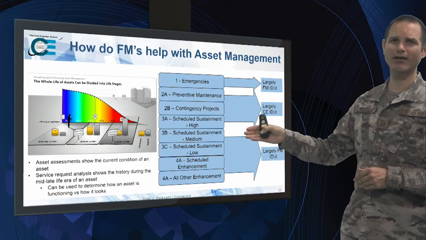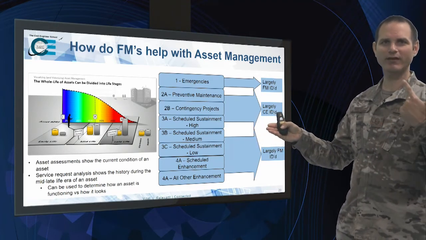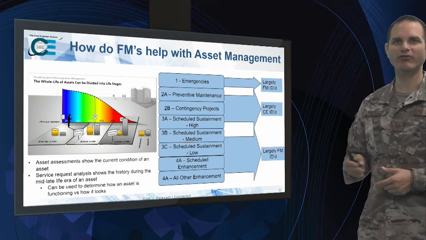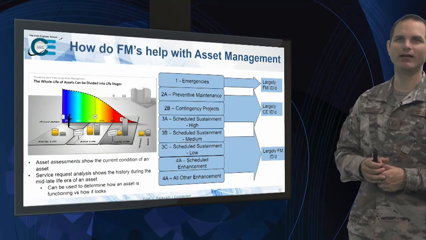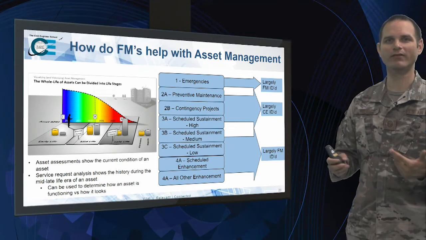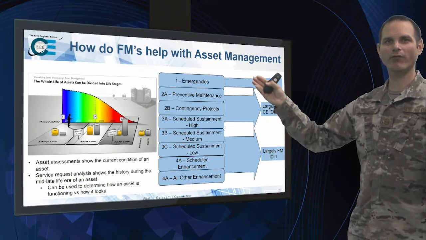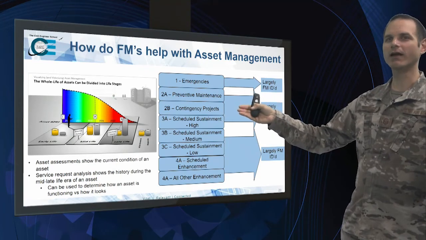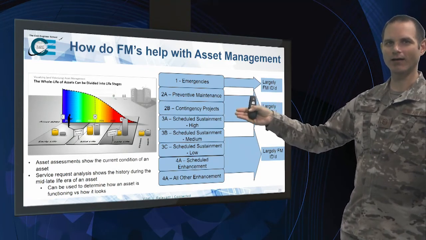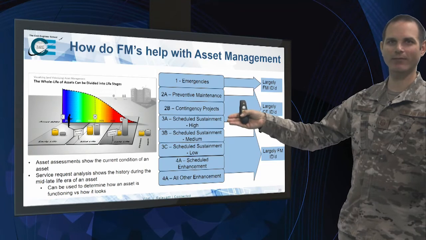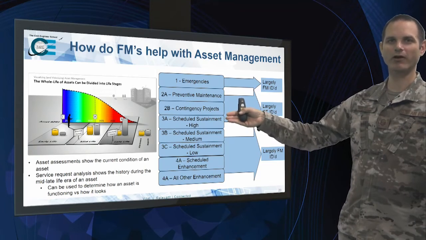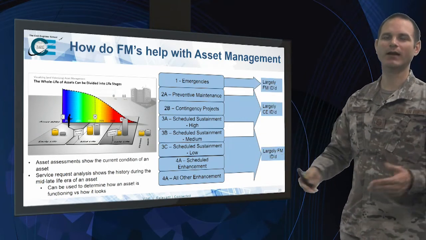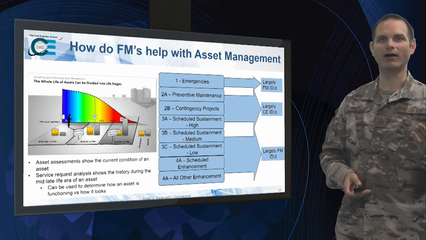But then we go back down here, your 3Bs, your 3Cs, your 4As, and your 4Bs. Those are largely going to be FM-identified requirements, right? So out of all these different work requests that we have coming in, 3As are going to be CE identified, but even with the 3As, some of these are going to be identified by facility managers. But the vast majority of the requests that come in are from our facility managers.